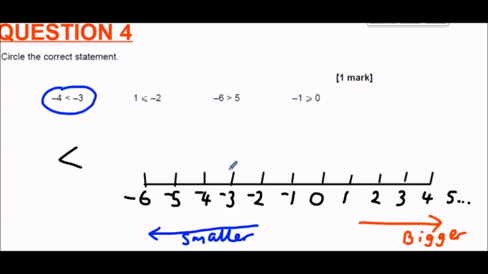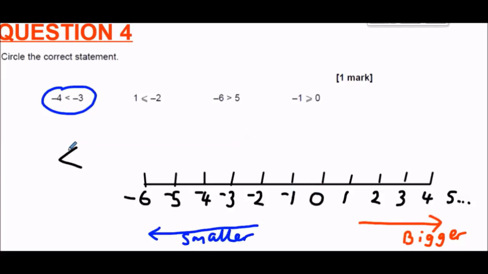And so -3 lies more on the big side than -4, whereas looking at the others, -2 isn't bigger than -1 because -2 is to the left of -1. -6 sure isn't bigger than 5 because -6 is way down here, 5's all the way up here, and -1 isn't bigger than 0 because -1 is to the left of 0.